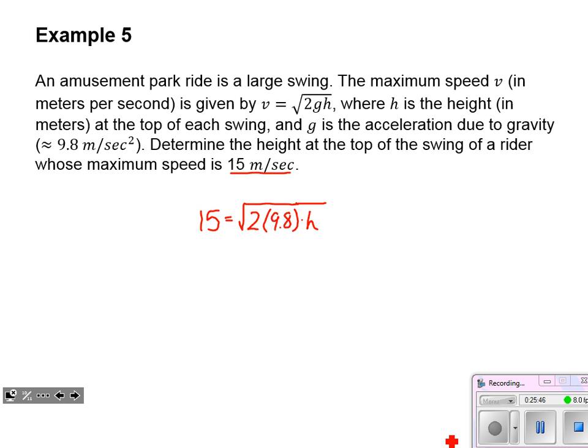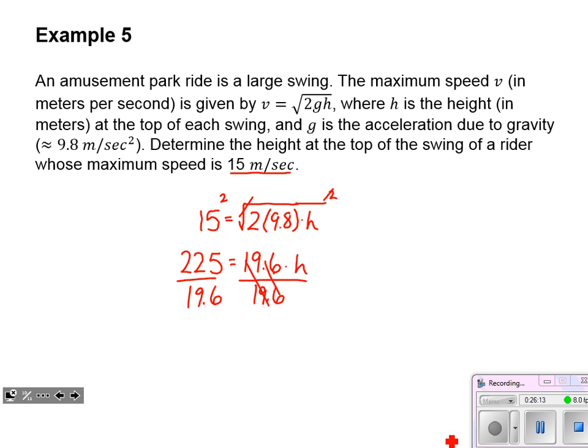Okay, well, here what we're going to do, we've got our radical isolated. We want a variable to come out from underneath the radical. We're going to square both sides. So we get 15 squared, 225. That equals 2 times 9.8. Man, that's almost 20. 19.6 times h. And we'll divide away that 19.6.